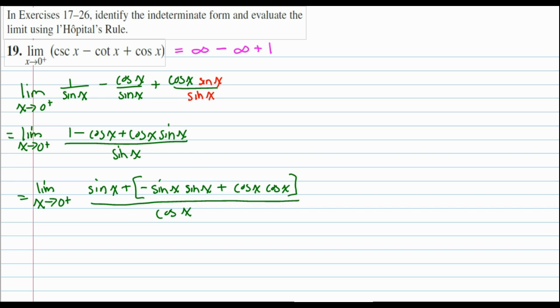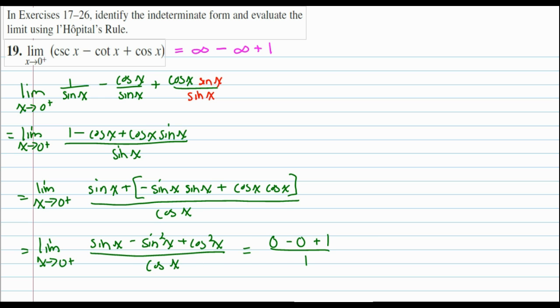Alright, so let's simplify this mess. The limit as x approaches 0 from the right of sine of x minus, we've got a sine squared and then a plus cosine squared all over cosine of x. Well, negative sine squared plus cosine squared isn't 1, so I can't really simplify that. Let's just try plugging in 0. Sine of 0 is 0. Sine of 0, so minus another 0 for sine squared of 0, and then plus 1 all over cosine of 0, which is 1. So I get 1 over 1, which is 1. So the limit as x approaches 0 from the right of this function, the y values approach 1.